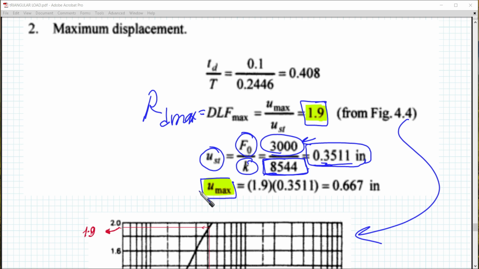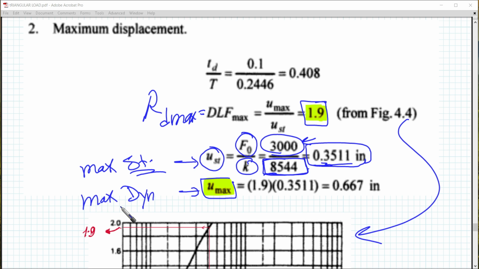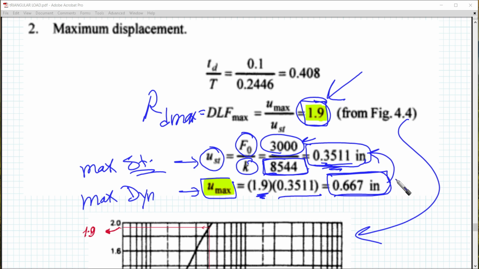U maximum, take care, this is dynamic. However, this one is static. Both of them are maximum. This is maximum and this is maximum. So we are going to multiply 1.9, which is the maximum deformation response factor, by the value of the maximum static response. We're going to obtain 0.667. As you can see, it is almost double of it.